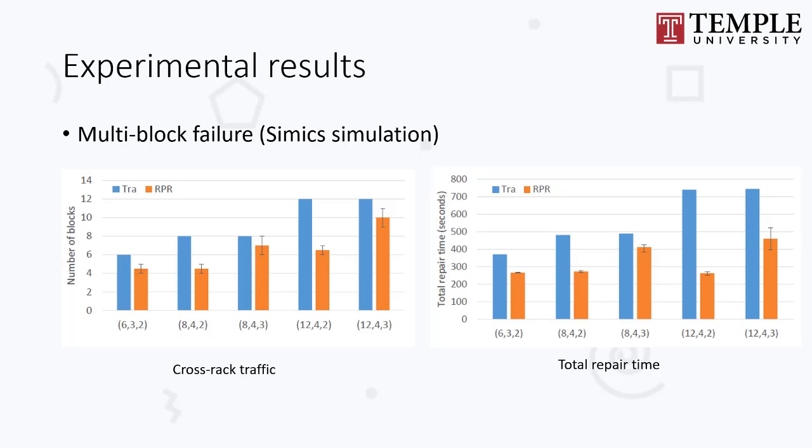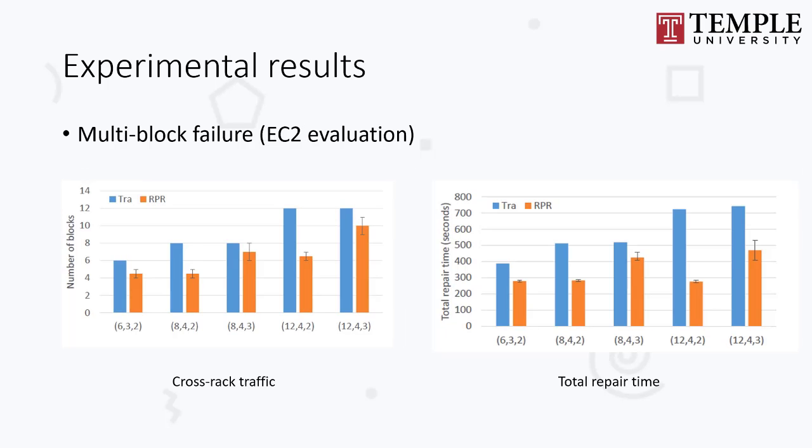For the multi-block failure scenario, when evaluating the total repair time, we divide the scenarios into two categories: worst case happens and non-worst case happens. More details can be found in the paper. For multi-failure scenarios on EC2, the cross-rack transfer traffic is the same as the CMIX simulation, as shown in the left subfigure. The right subfigure shows that when the worst case does not occur, RPR can reduce the total repair time by an average of 39.93% and up to 61.9% compared to the traditional repair method.